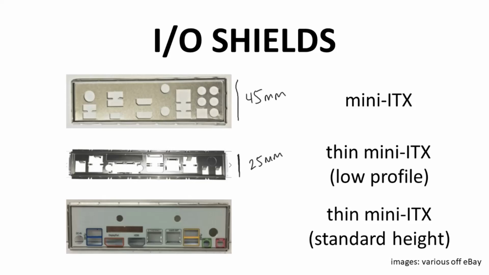That is the middle I/O shield. What's kind of interesting is that the thin mini-ITX boards normally are also sold with a standard height shield as well. That's the bottom I/O shield. The cutouts for the I/O output are still low profile, except for the optional Wi-Fi antennas. But the backplate has a typical 45 millimeter height. This allows a thin mini-ITX board to be used in a case with a standard I/O cutout. That naturally takes us to discuss cases.